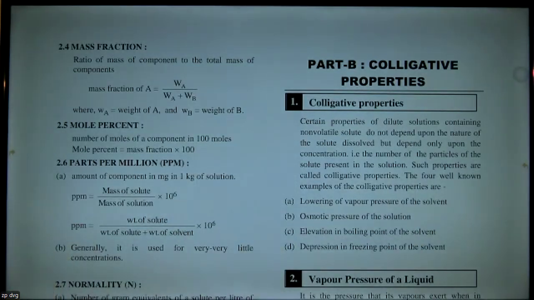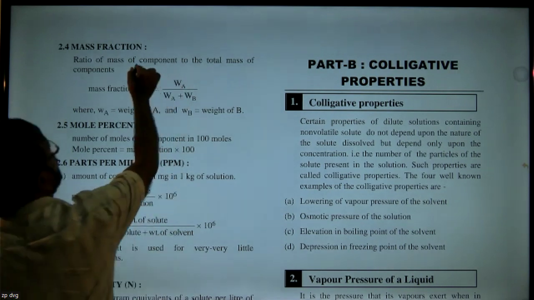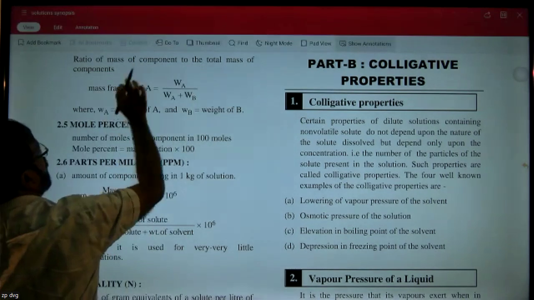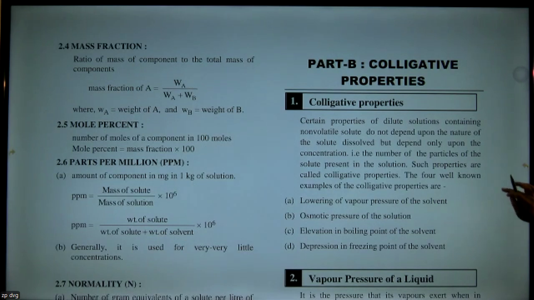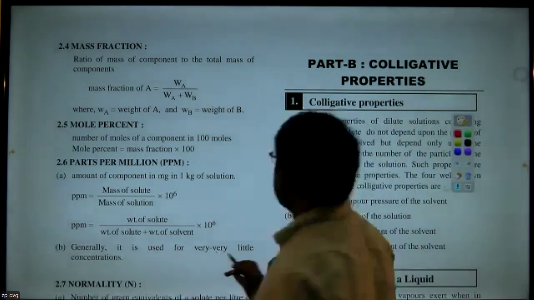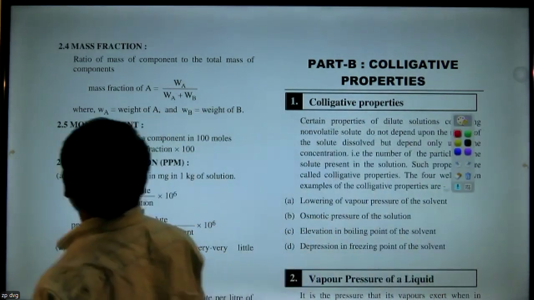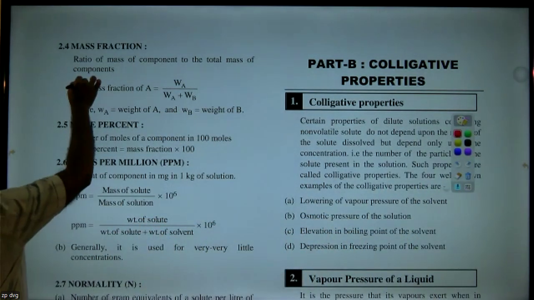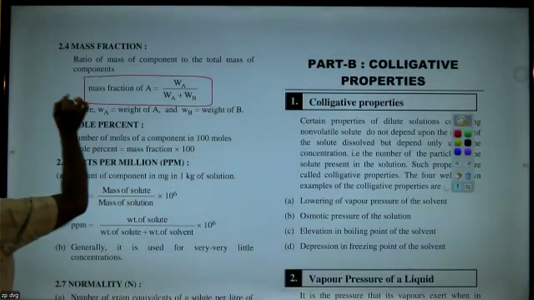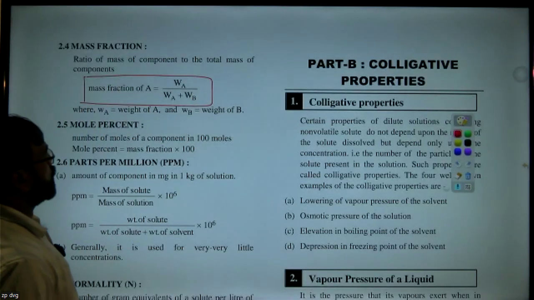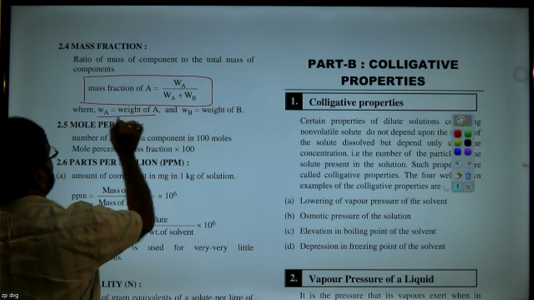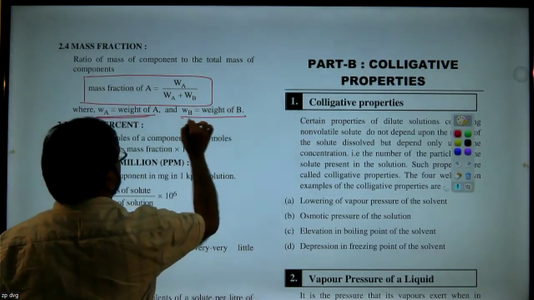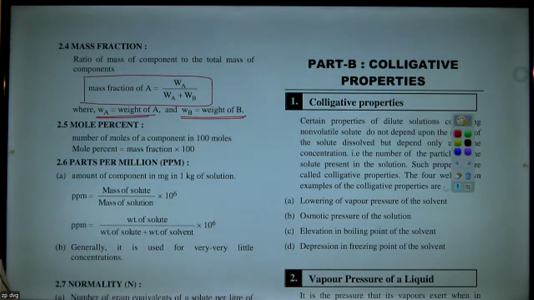What is the mass fraction? Let us see. Mass fraction is the ratio of one component to the total mass of all components. Whenever we take the ratio of one component to the mass of the total components, that is called mass fraction. Here, the mass fraction of A, what formula can we use? The weight of the first component by the total mass of the components. WA is equal to the weight of the first component. WB is equal to the weight of the second component.